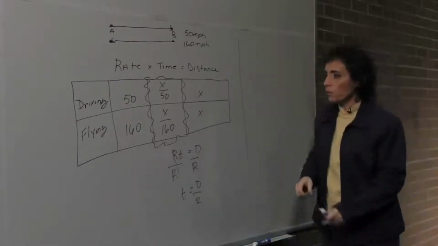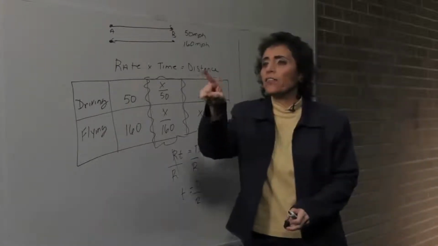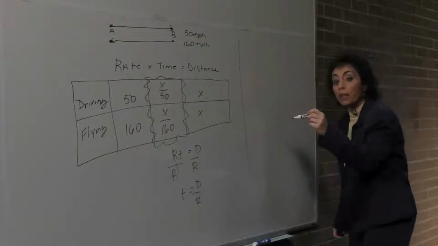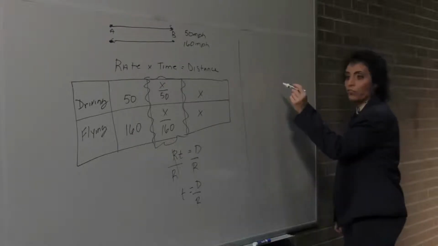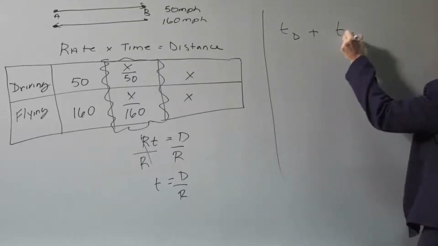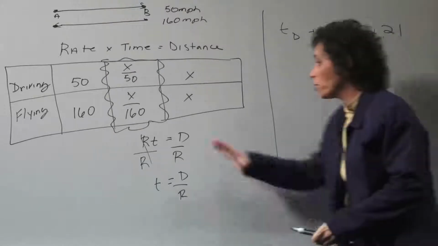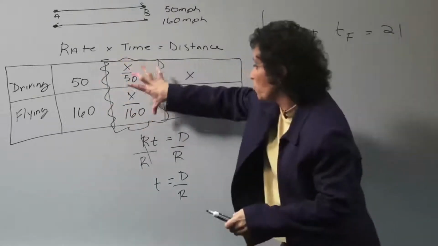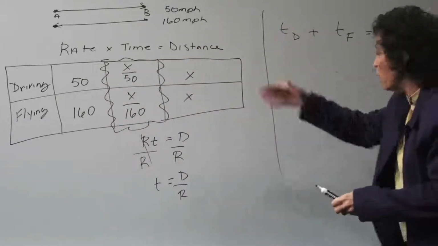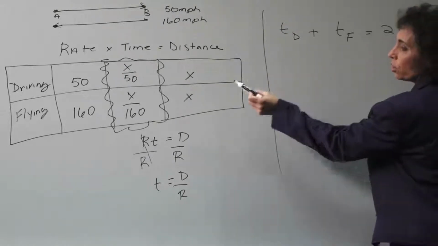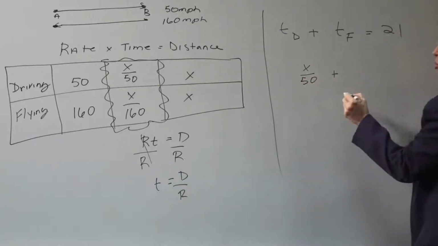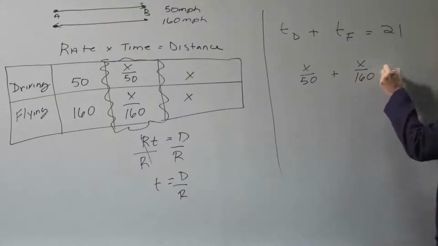Now, here's the deal. It says that the total traveling time is 21 hours. If the total traveling time is 21 hours, that means that the time it takes you to drive plus the time it takes you to fly is 21. Does that make sense, right? Total time, 21 hours. So again, the squiggle told me to use the formula, which I did. The squiggle says I have to write the equation about that column. So I have total time for driving, which is x over 50, plus the total time for flying is x over 160, which equals 21.